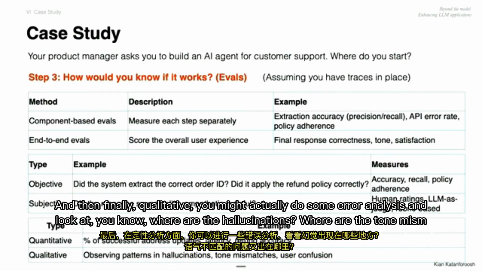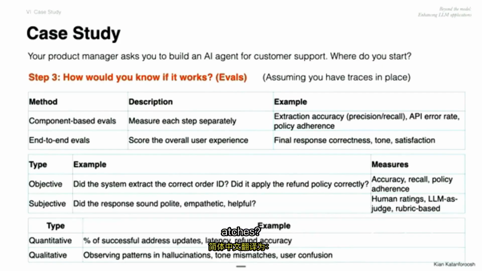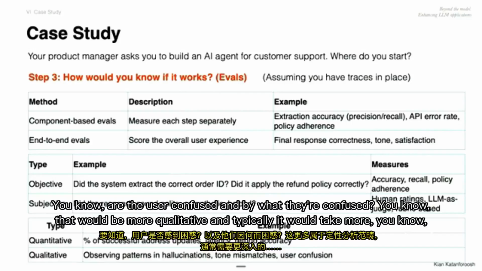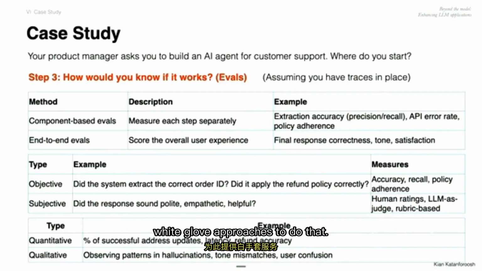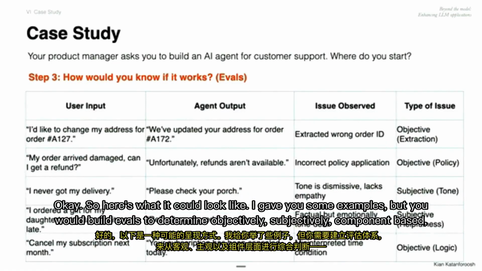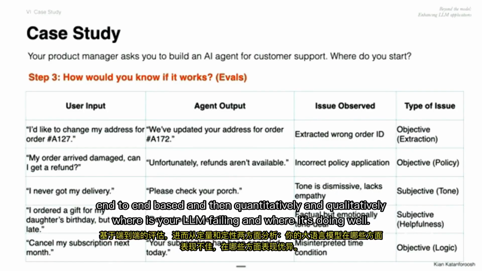And then finally, qualitative: you might do some error analysis and look at where the hallucinations are, where the tone mismatches are, whether the users are confused and by what they're confused. That would be more qualitative, and typically it would take more white glove approaches. Okay, so here's what it could look like. I gave you some examples, but you would build evals to determine objectively, subjectively, component-based, end-to-end based, and then quantitatively and qualitatively where your LLM is failing and where it's doing well.